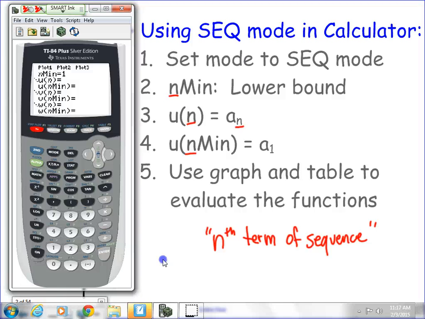And then u of n is going to be like our function for each term. And u of n min is going to be the first term itself. So this is going to be like the first term, a sub 1, the first term in the sequence.